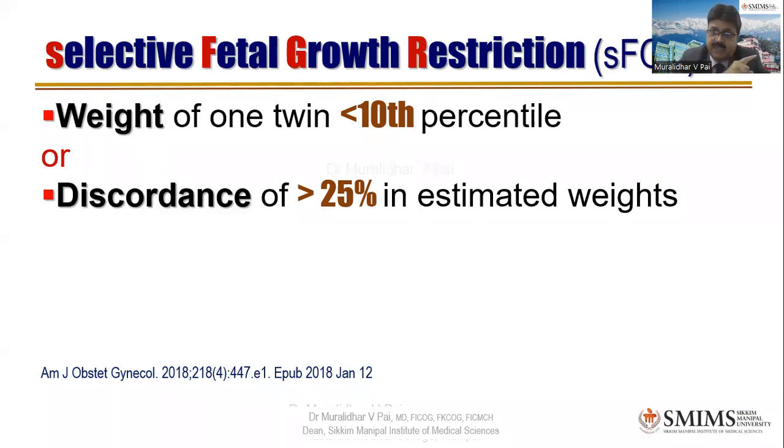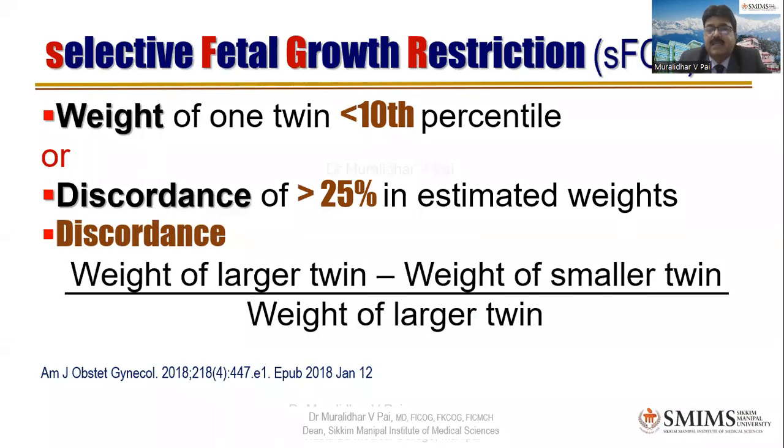Percentile is when you arrange the babies in the ascending order of their estimated fetal weight, the 10th baby. But when I say 25%, the weight difference will be 25% difference between the two babies, right? So that is not to be confused with. The discordancy can be calculated with a simple formula of weight of the larger twin minus weight of the smaller twin divided by weight of the larger twin.